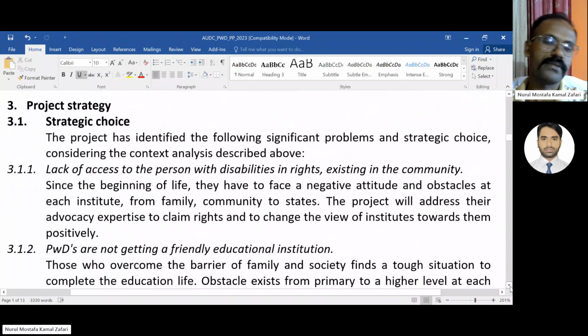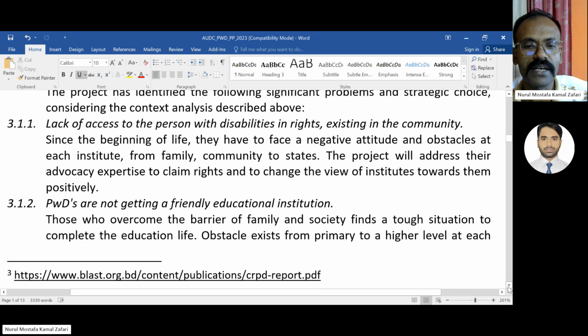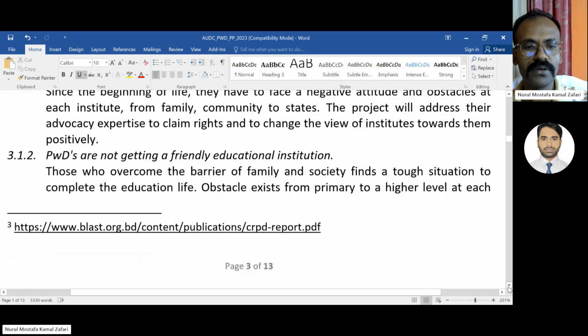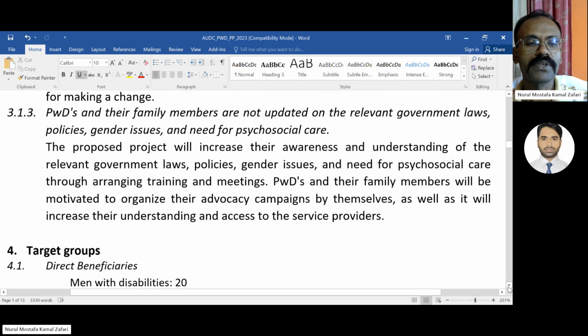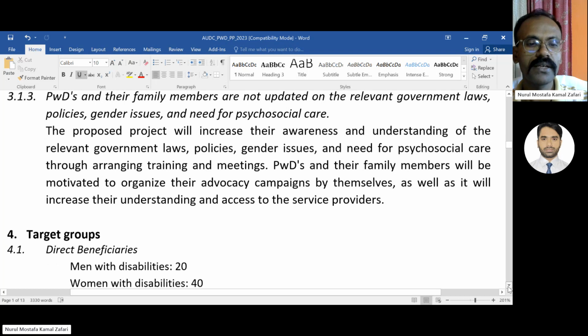Then project strategy, where I put some strategic choices, like lack of access to rights for persons with disabilities existing in the community. Persons with disabilities are not getting a friendly educational institution, where I also put the references as a footnote. Persons with disabilities and their family members are not updated on the relevant government laws, policies, gender issues, and the need for psychosocial care.